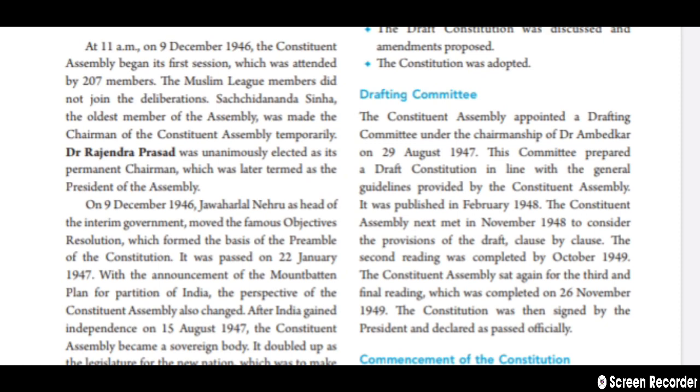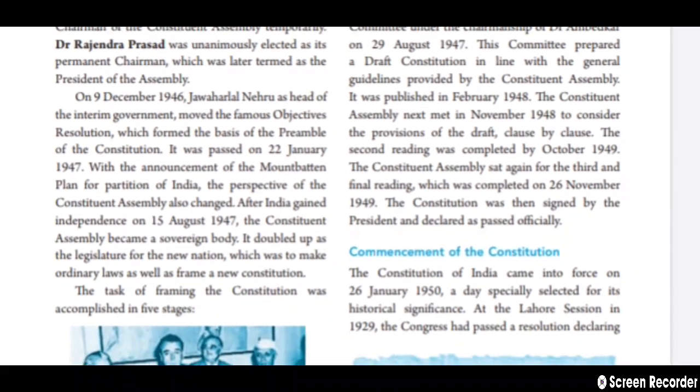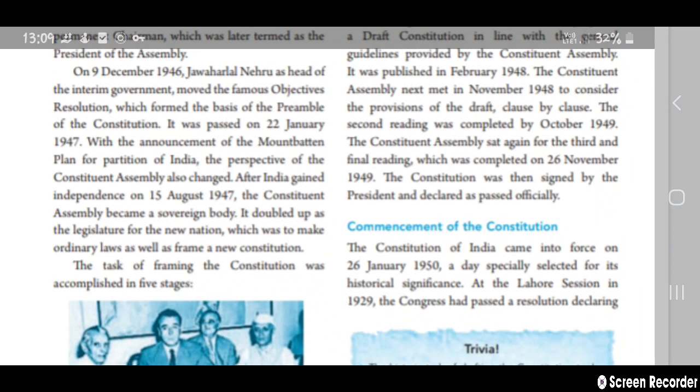Dr. Rajendra Prasad was elected as its permanent chairman, and Sachidananda Sinha, the oldest member, was made the temporary chairman of the Constituent Assembly. Later, the permanent chairman was termed as the president of the assembly.